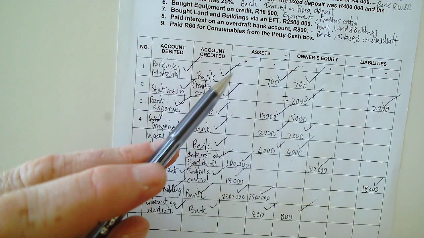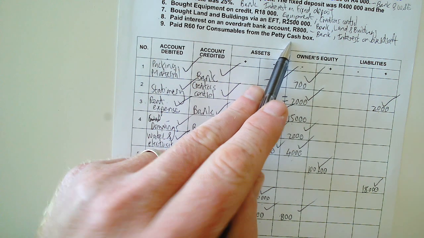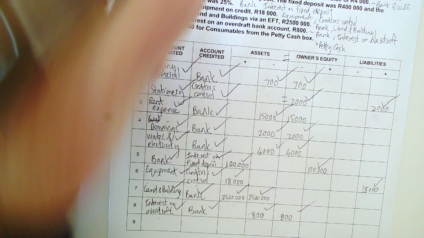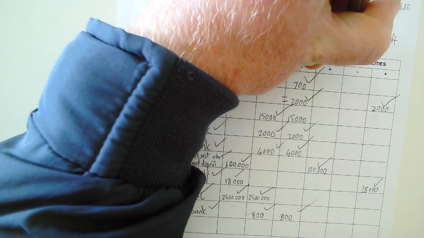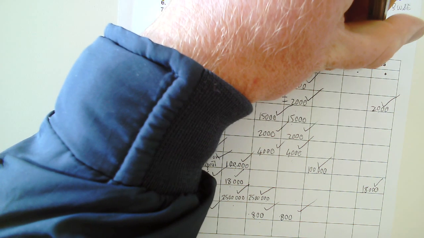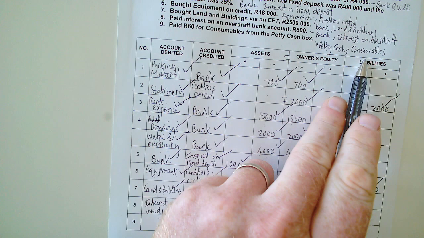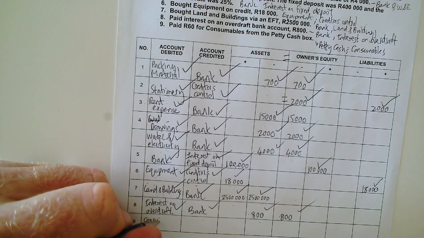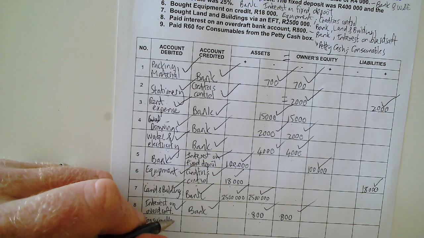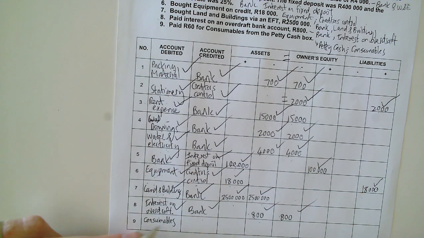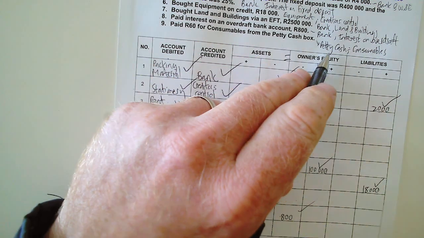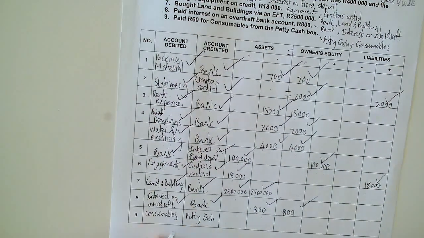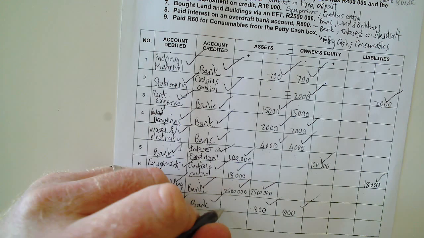Now I didn't pay it from the bank account, so petty cash will be my one account. Petty cash is an asset account, and then the other account is called consumables. What did I buy? Consumables. Now, the rule of thumb is whatever I'm purchasing or paying for will be debited. So consumables will be debited. I'm paying it out of the petty cash box, which will be credited. Now, let's just apply the rules. It's a mark for each one of those.